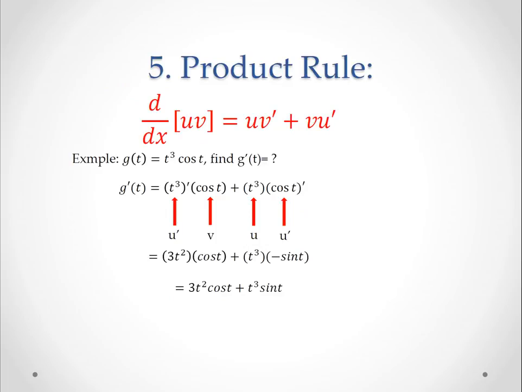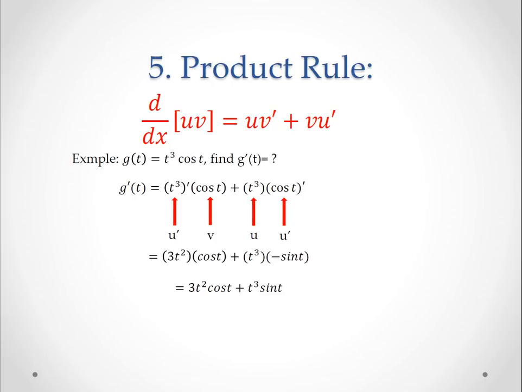Okay, let's move on. The next rule I want to discuss is the product rule, meaning taking the derivative of a product. The derivative of a product is the derivative of the first component times the same part of the second component, plus the derivative of the second component times the same part of the first component. It seems complicated. Let's look at an example.